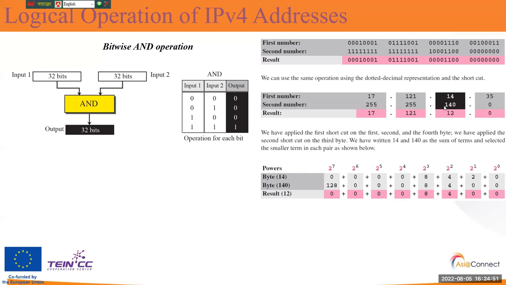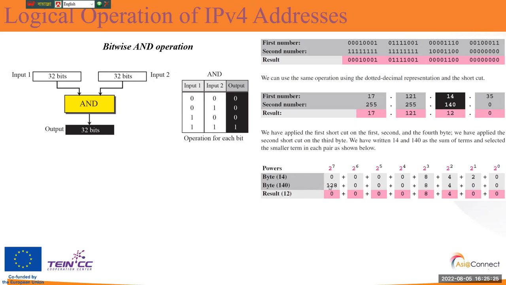But the issue is the third octet, where one number is 14 and the other is 140. In that case, we need to convert these to powers of two. The third byte, 14, in binary is 00001110, that is 8, 4, 2. We need to remember it: 8 plus 4 is 12, plus 2 is 14. And 140 is 128 plus 8 plus 4. So we need to convert it.